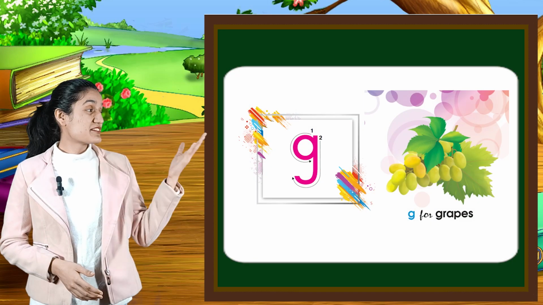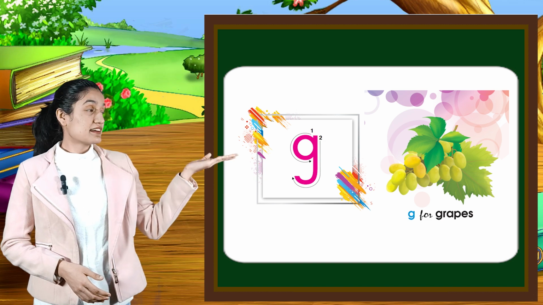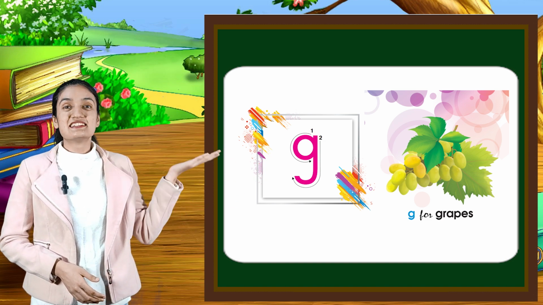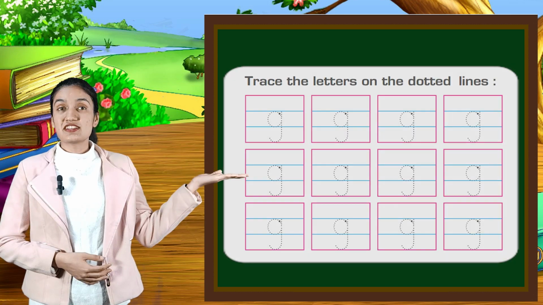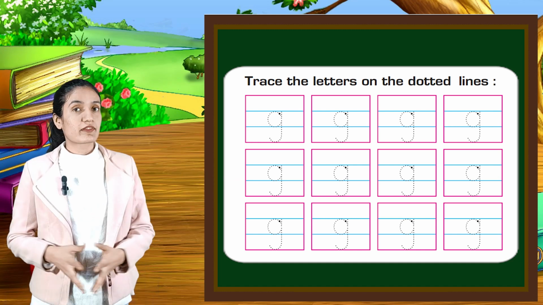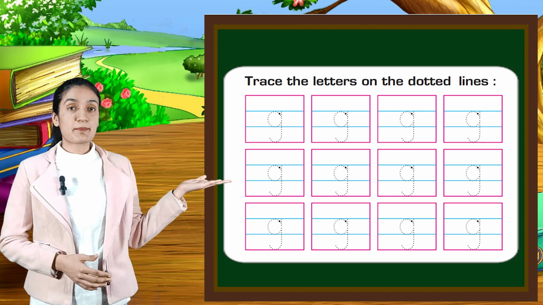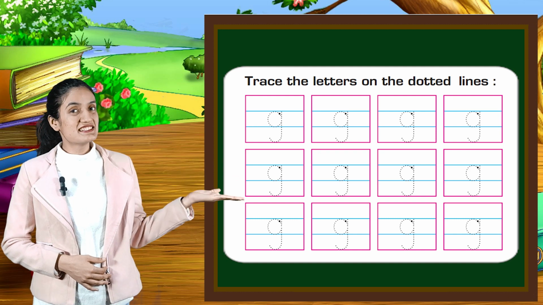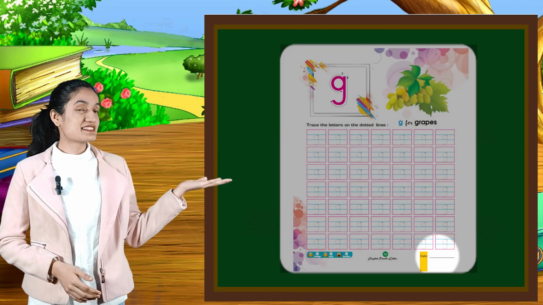Next letter is small g. Can you see? It's very simple. G for grapes. Trace the letters on the dotted lines. So kids, same way यहाँ पे dots को join कर G बनाओ and write here date.